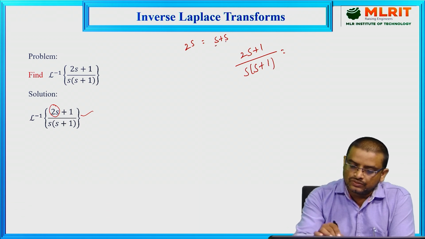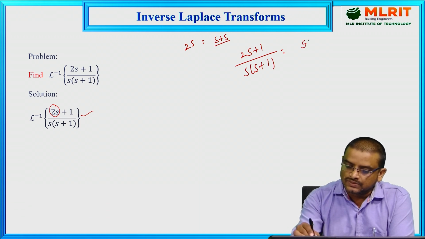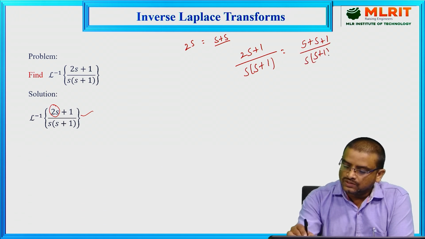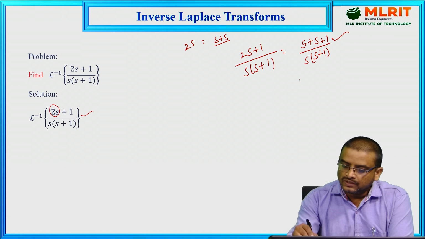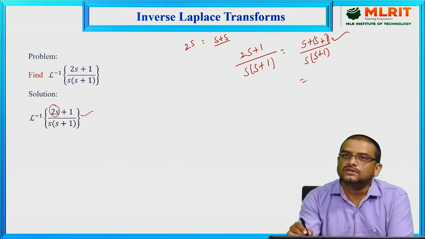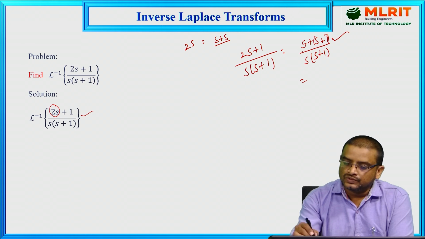We said that 2s, I want to take the 2s as s plus s and write this plus 1 as it is, s of s plus 1. Now by using this technique, we will see whether it is reducible to our standard formulas. So now you consider the second and third term as a single term, that is s plus of s plus 1.